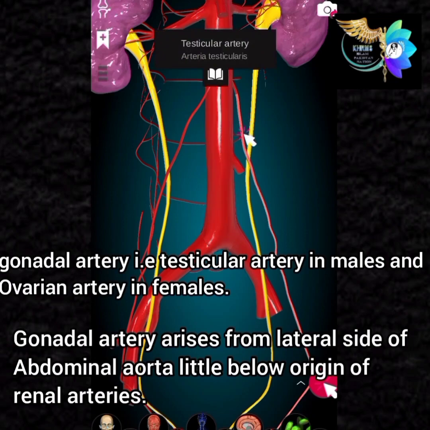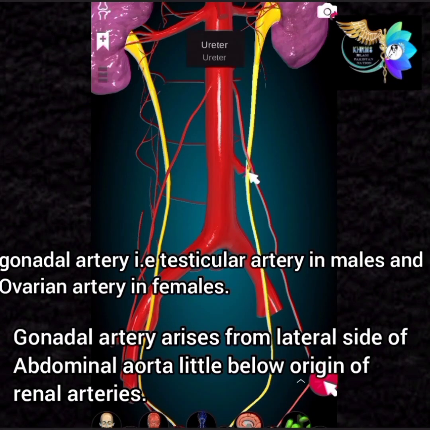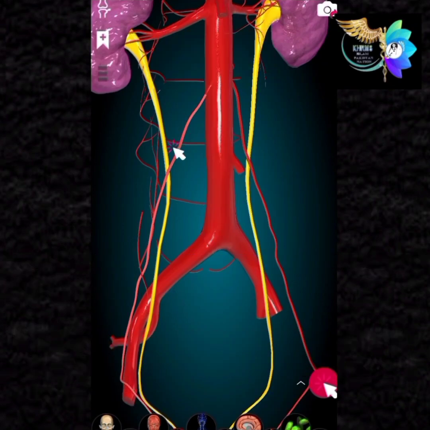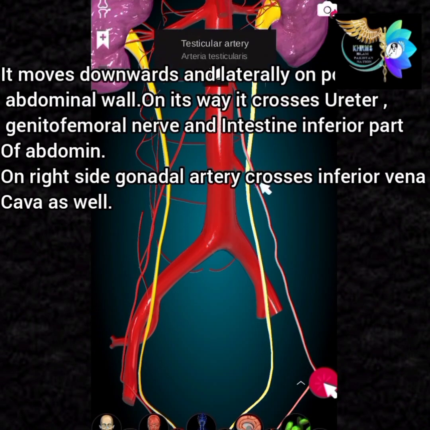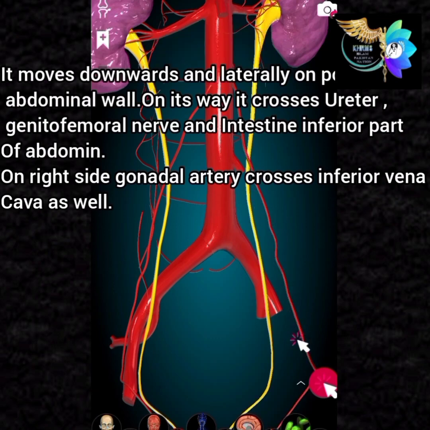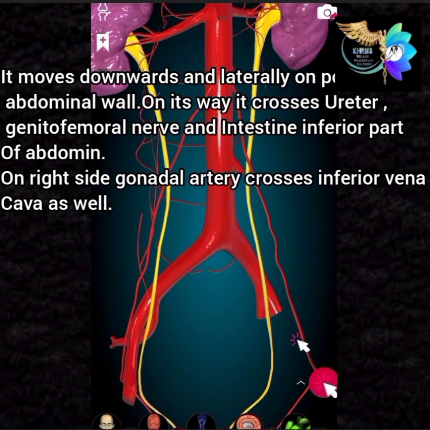Gonadal arteries, that is the testicular artery in males, and ovarian arteries in females arise from the lateral side of the abdominal aorta, little below origin of renal arteries. It moves downward and laterally on the abdominal wall. On its way, it crosses the ureter, genitofemoral nerve and intestine. On the right side, gonadal artery crosses inferior vena cava as well.